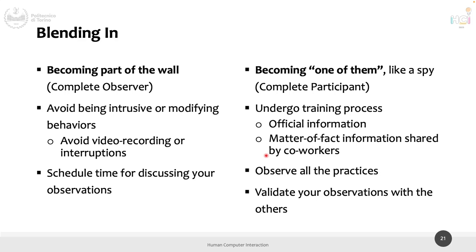But these are the two extremes of observation. One is just observing, one is observing while being one of them. Again, each one with advantages and disadvantages, sometimes one is not possible and the other one is. The complete participant gets more information because you live the same life, the same experience as the others. The other one stays at a distance, not to interfere. So again, advantages and disadvantages.